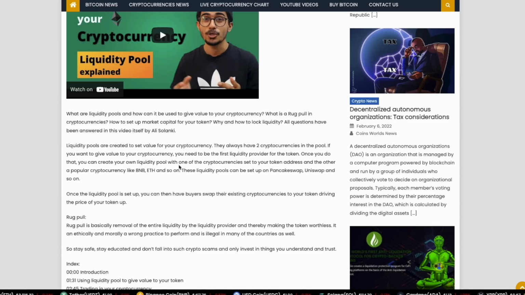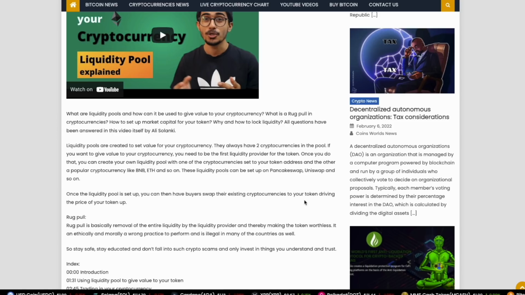If you read here, it says once the liquidity pool is set up, you can have buyers swap their existing cryptocurrency to your token, driving the price up. Notice it says to your token, but is it possible to drive up the cost of your token and the stability of your token by simply trading other tokens on your decentralized exchange?